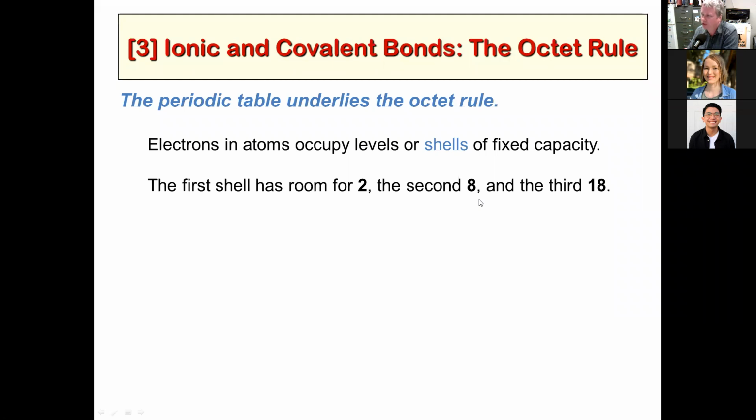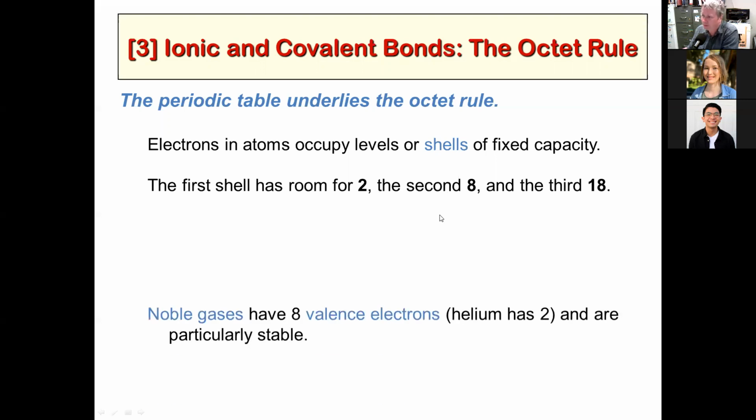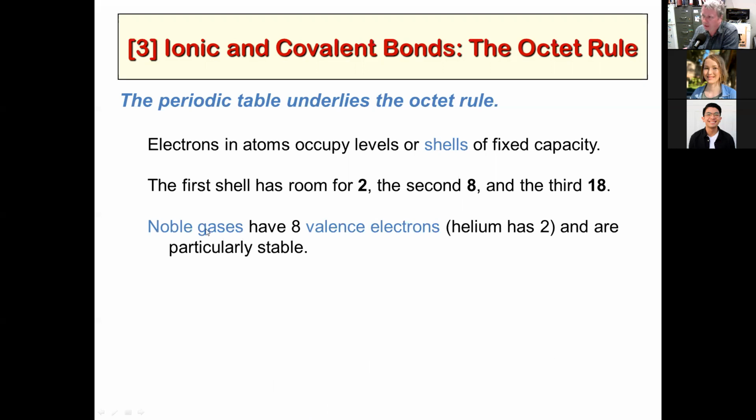Carbon, nitrogen, oxygen, the halogens. Next row we'll have 18 electrons. For the most part, though, we're going to be on the second row of the periodic table. Okay, and then noble gases have 8 valence electrons. Helium has 2, and are particularly stable. And so atoms like carbon or oxygen or nitrogen, they kind of want to achieve this noble gas configuration and have 8 electrons around them.